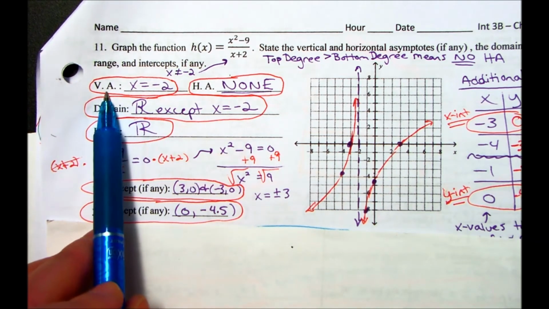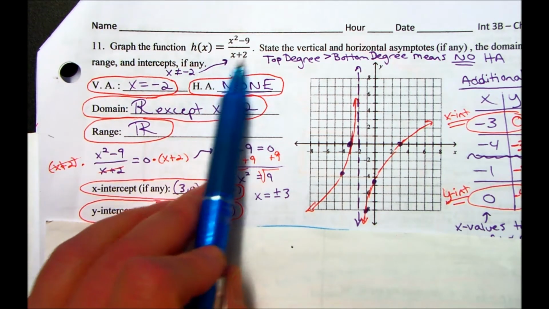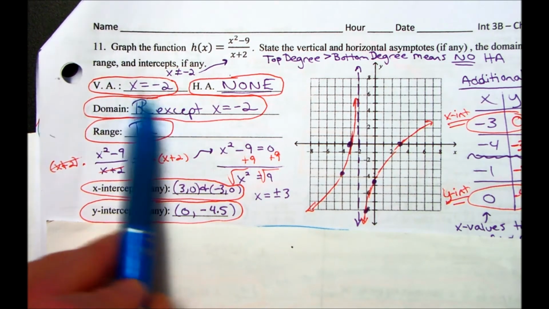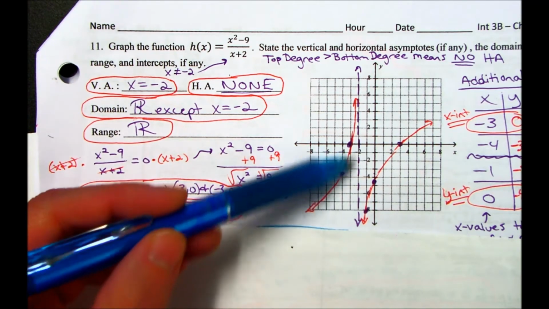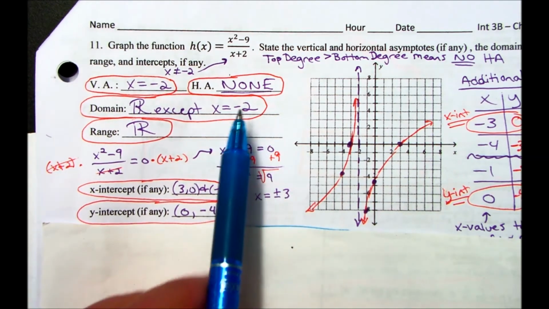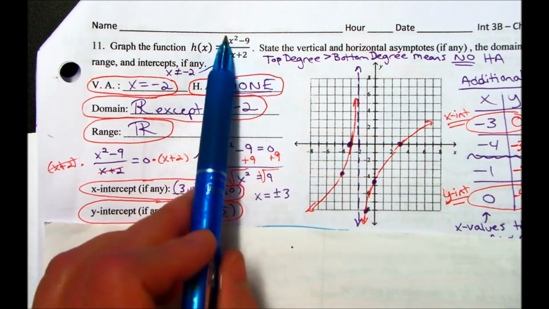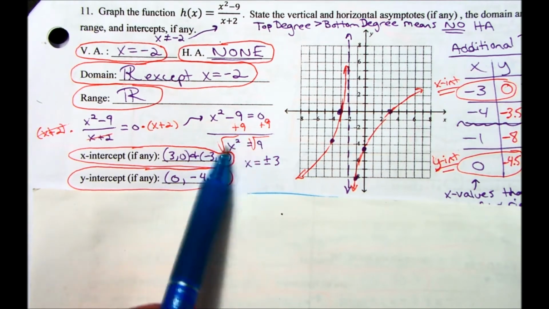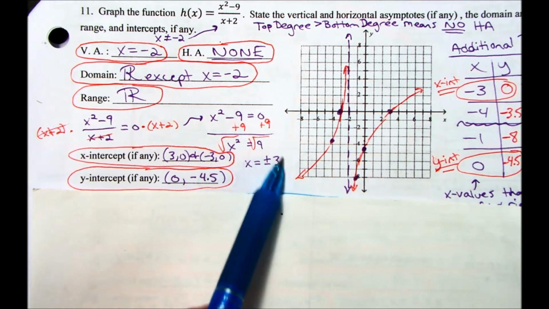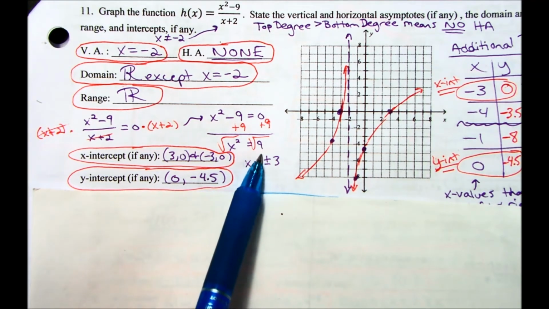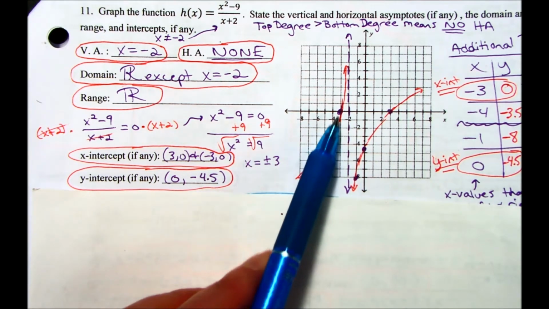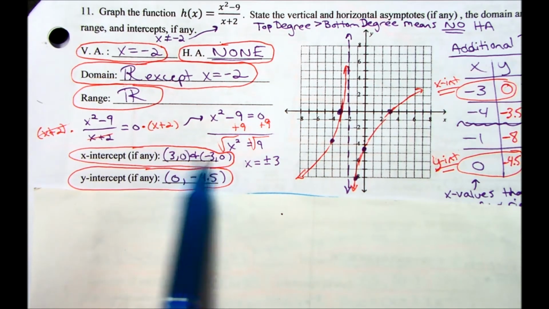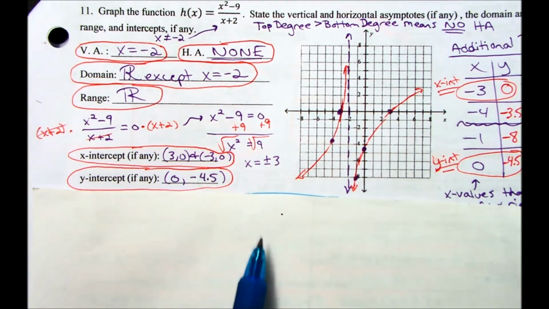Your vertical asymptote, however, if you set the denominator equal to 0 and solve, you would get -2. So x equals -2 is your vertical asymptote. If we set our numerator equal to 0 and solve, we would have to add 9 and then take the square root, which would give us 2 x-intercepts. So we'd have an x-intercept at +3 and another one at -3. So there's the x-intercept at -3 and at +3. So (-3, 0), (3, 0).